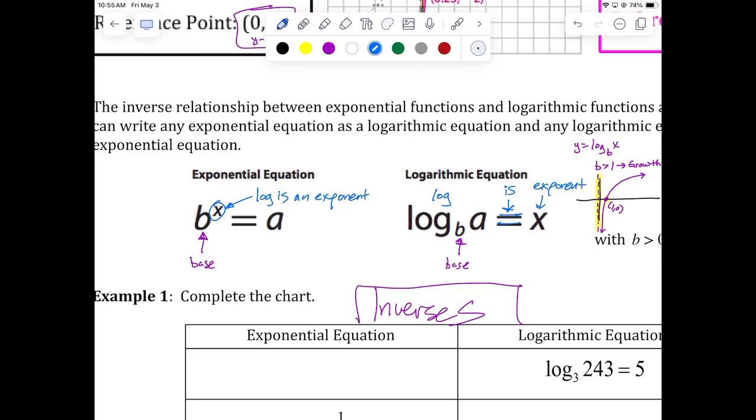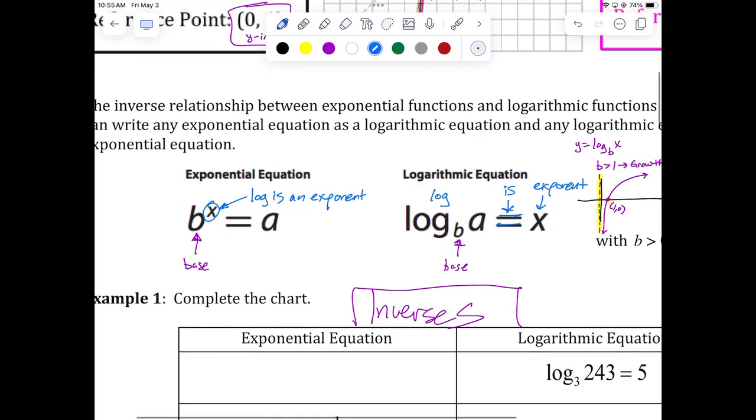What is a log? If you had to just tell someone what a log is, you would tell them a log is not only the inverse of exponential, but a log itself is an exponent, right? What's a log? A log is just an exponent. That's all it is. So over here, when you convert it to log form, you get log equals x. The log is the exponent, x is the exponent.